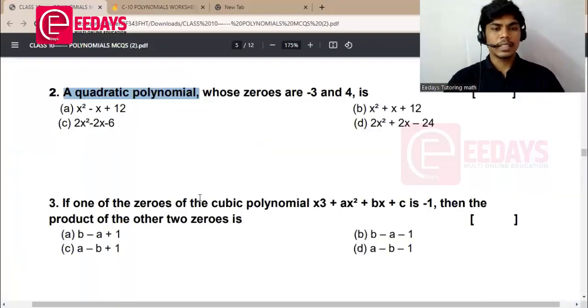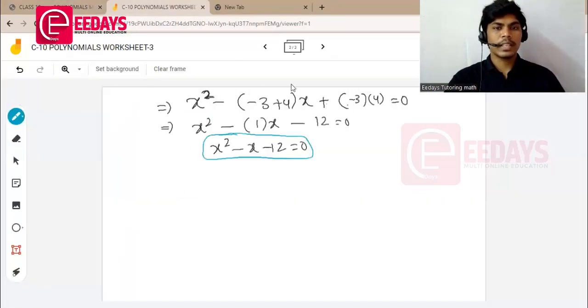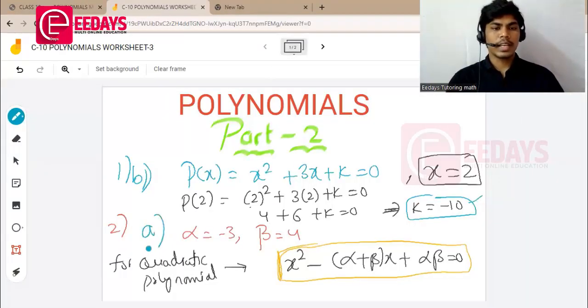So if you know the formula, it is easy. X square minus x minus 12. Option A is the correct answer.